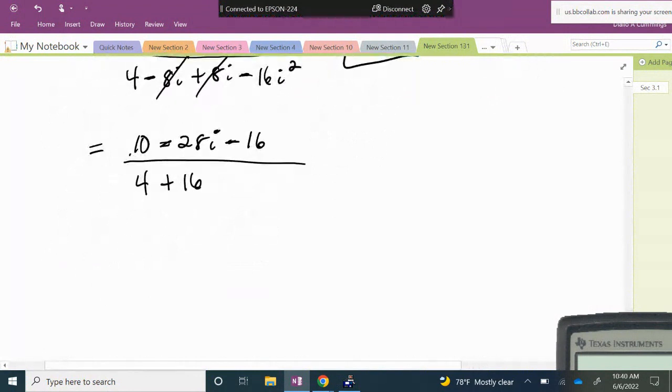All right, so now I'm going to simplify the numerator. 10 minus 16 is negative 6. Minus 28i. 4 plus 16 is 20.